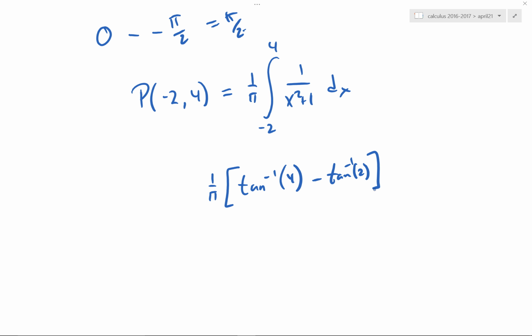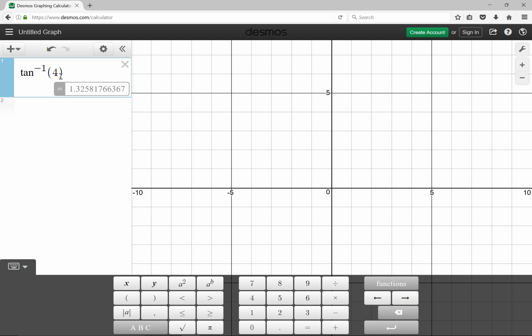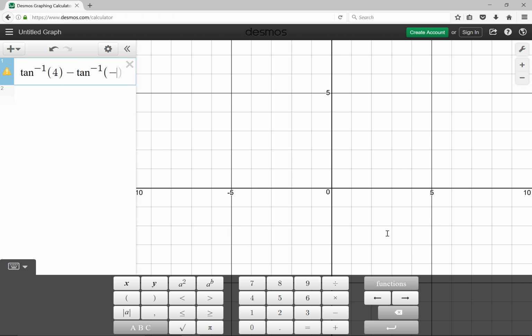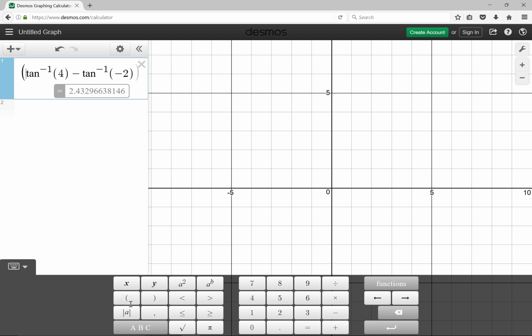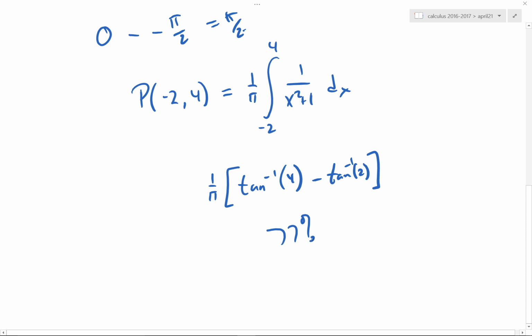1.325 minus negative 2.43. Is that what I got? Divide by pi. 77%. There's a 77% chance of that happening. Ta-da! If you get a number bigger than 1, you screwed up. That's got to be up here too.